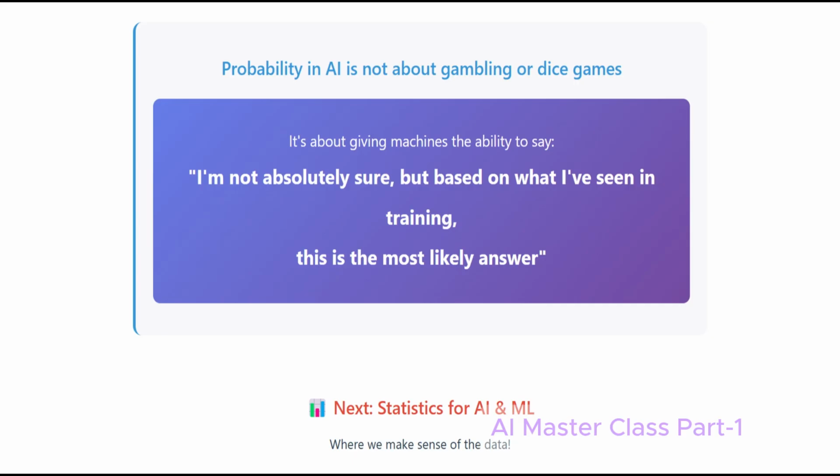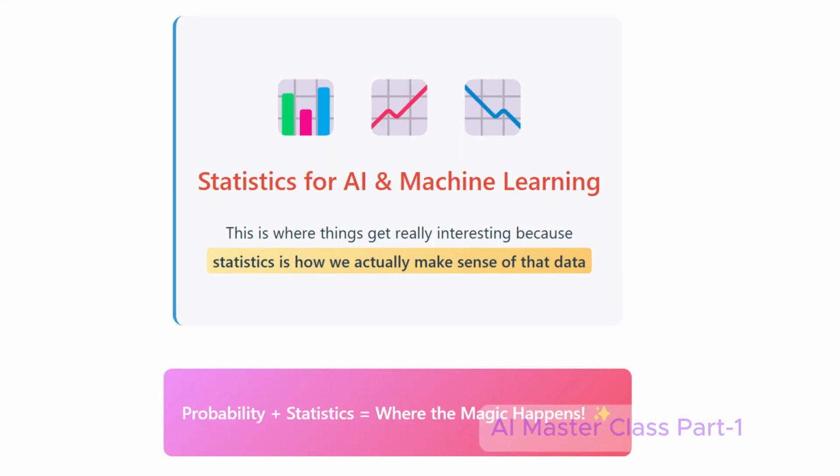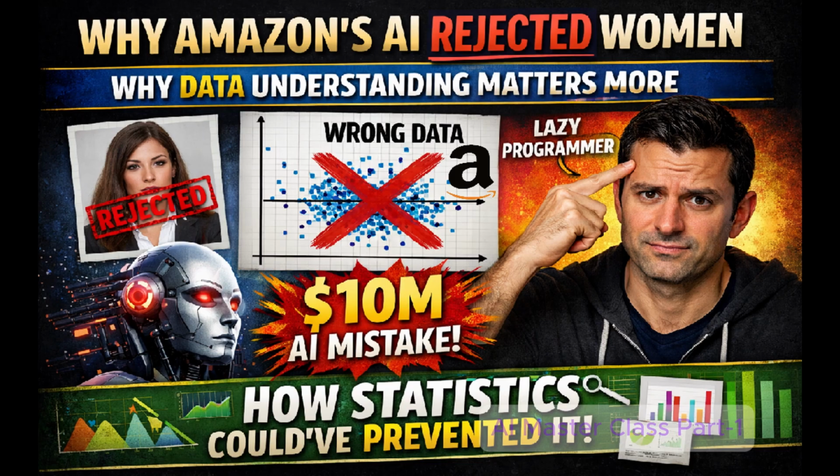Now, probability gives us the foundation to understand uncertainty, but there is actually more to the story. In the next session, we are going to dive into statistics for artificial intelligence and machine learning. And this is where things get really interesting because statistics is how we actually make sense of that data.